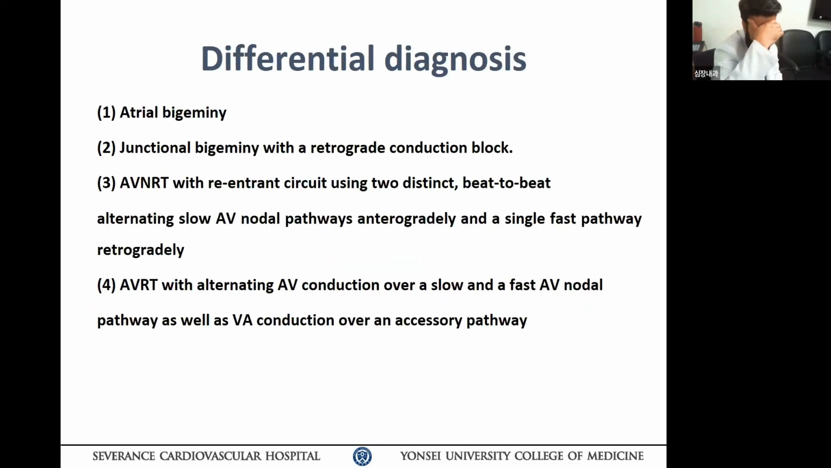So the differential diagnosis, as has been discussed here, includes atrial bigeminy. But one point against atrial bigeminy is the absence of a clearly abnormal P wave before the ectopic beat. We are not able to identify a clearly abnormal P wave. APC should begin with a slightly different morphology P wave. Another is junctional bigeminy with a retrograde conduction block, because we cannot pinpoint a retrograde P wave here. So that is another possibility.